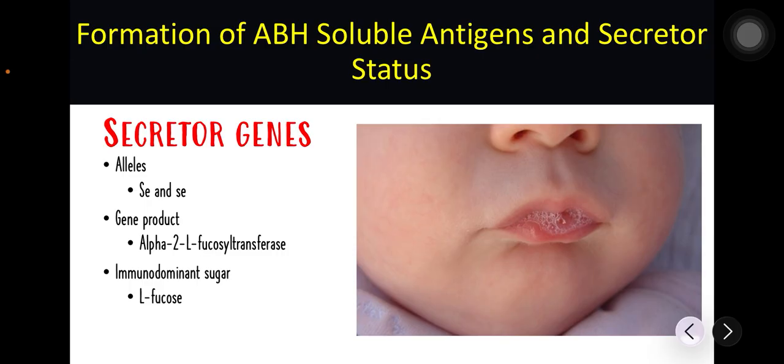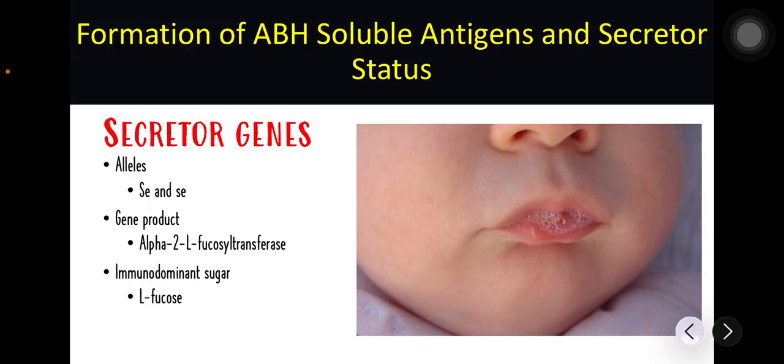Soluble A, B, H antigens can be detected in almost all body fluids, including saliva, urine, tears, amniotic fluid, and breast milk. But they are notably absent from the cerebrospinal fluid. The specific substances found in the saliva of secretors depend entirely on their ABO blood group.